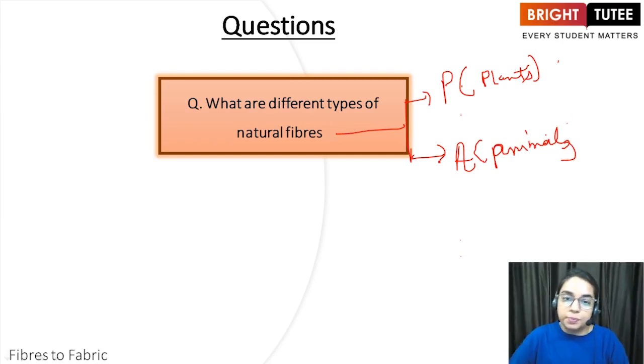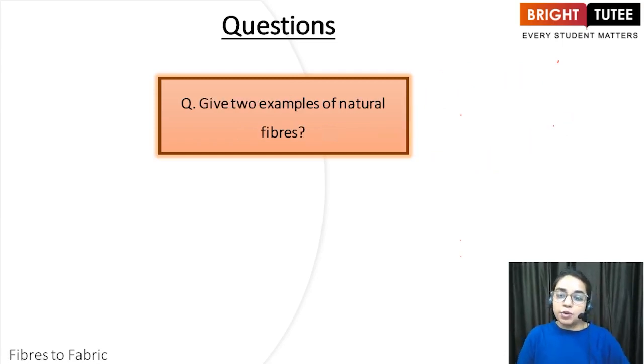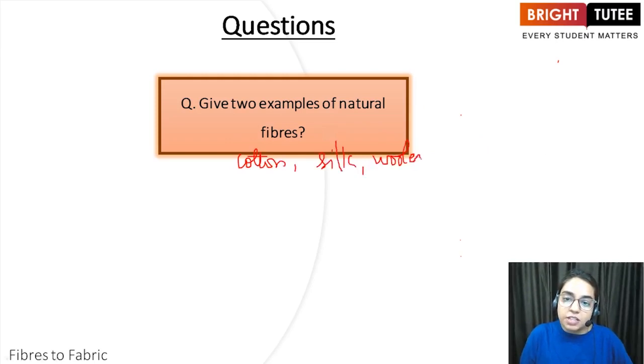Okay, next question is give two examples of natural fibers. So children, the two examples you can write as per your choice. You can write cotton, you can write silk, you can write wool, you can give as many examples as you want. You can write any example of your choice.